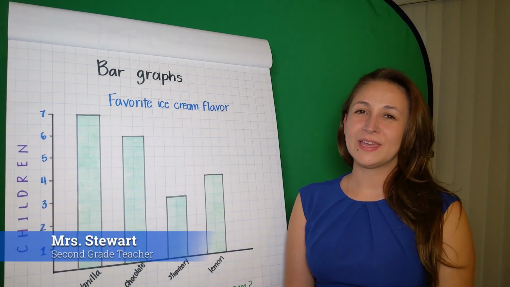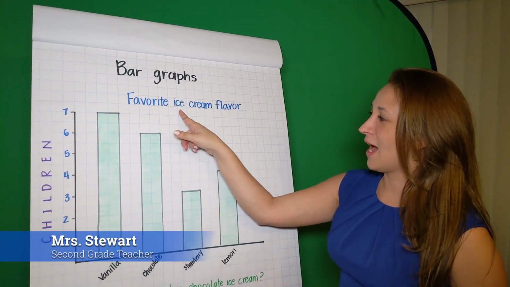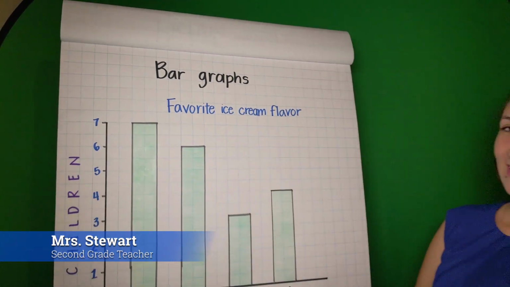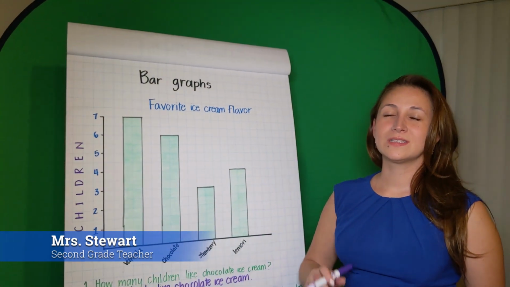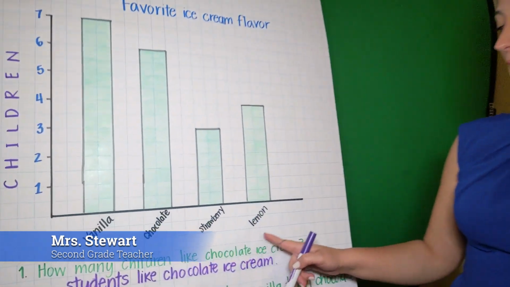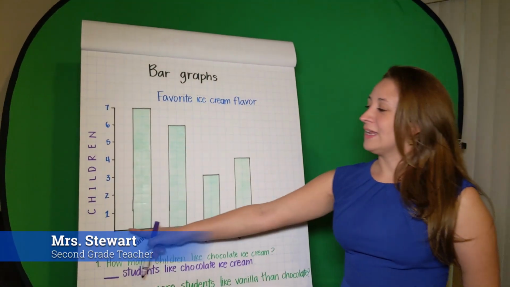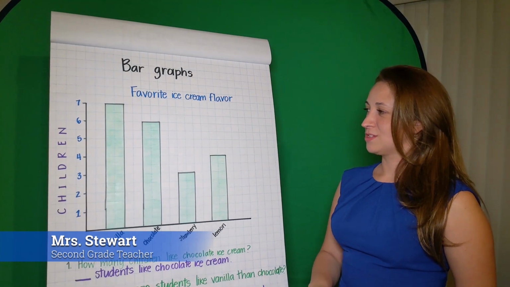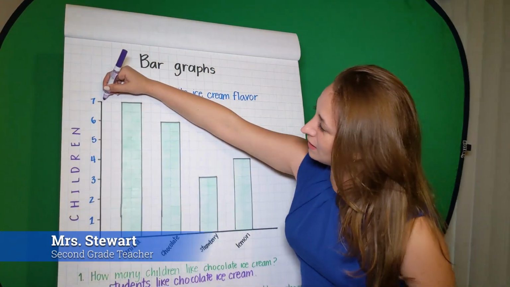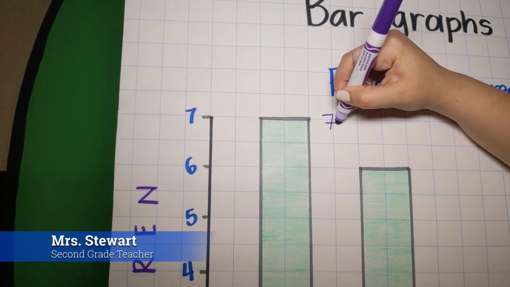The next thing we're going to be looking at is bar graphs. This is the title of our bar graph. It is called Favorite Ice Cream Flavor. In our bar graph, we have the different flavors that children like. For example, vanilla, chocolate, strawberry, and lemon. And here we have the number of children. So for example, for vanilla, how many kids or students like vanilla? Right here we can see, and it's the number 7. And we label.